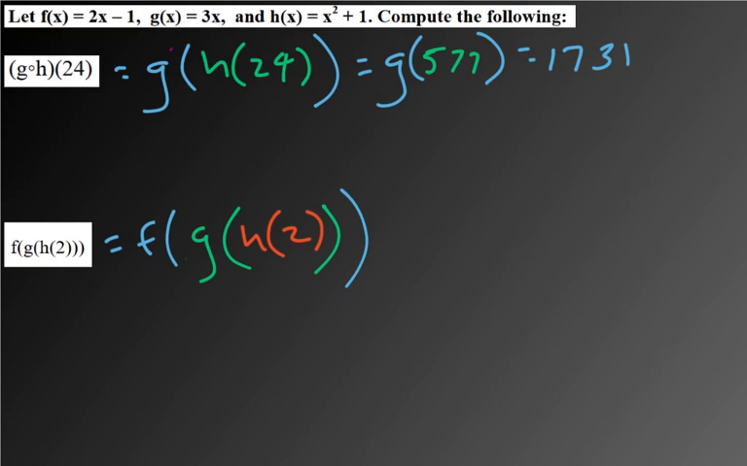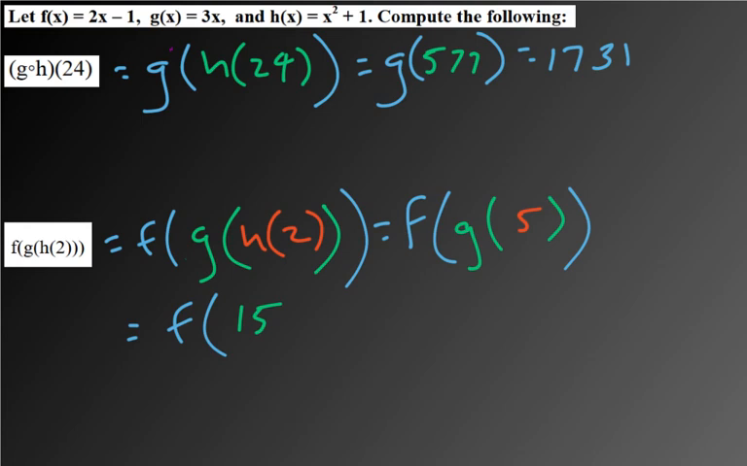that's kind of how I would think about it. I would do h of 2 first. h of 2 is literally just 2 squared plus 1, so 5. Then g of 5 is just 3 times 5, right? So 15. And then f of 15 is going to be 2 times 15 minus 1, or just 30 minus 1, which is 29. So I'll just do it like this.